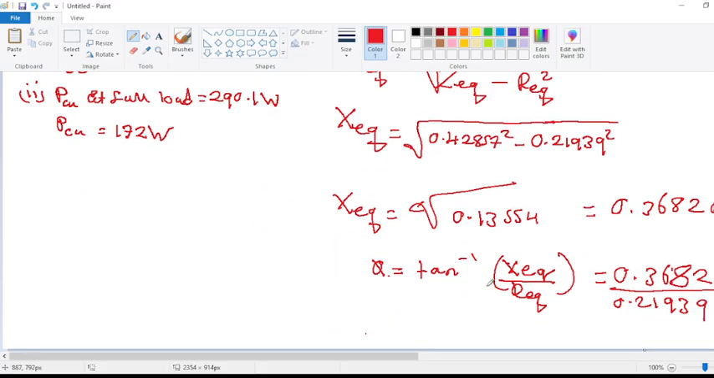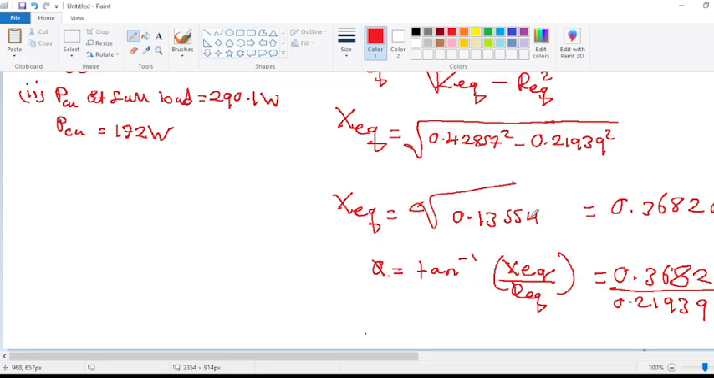So if you punch this on the calculator, remember there's a tan here, the inverse of this tan. So 0.3682 divided by 0.21939, you're going to have 1.678289804. Then you press shift, then tan on your calculator.